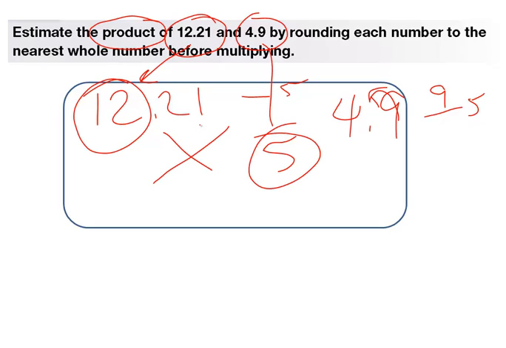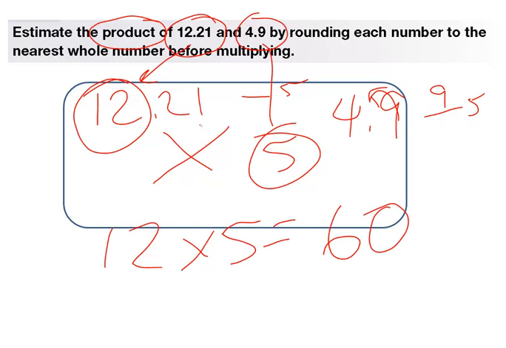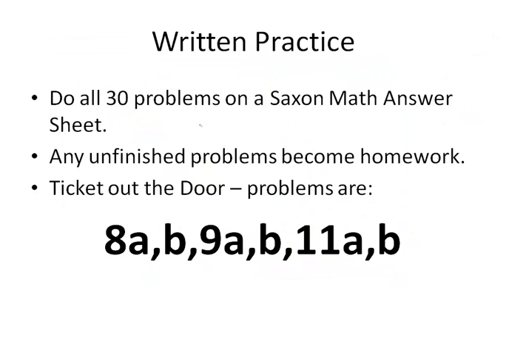Now we just multiply those two together. 12 times 5, and our estimate is going to be 60 because we have rounded these. So our estimate will be 60, 12 times 5. Hopefully you're getting this. This should be review. Our written practice or tickets in the door are 8A and B, 9A and B, and 11A and B.